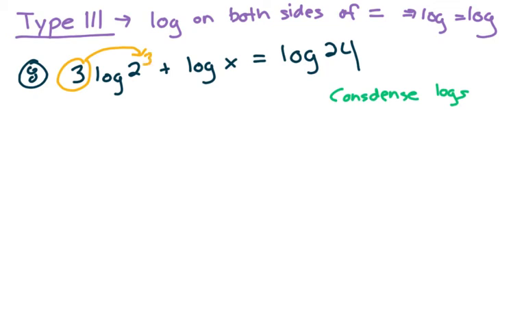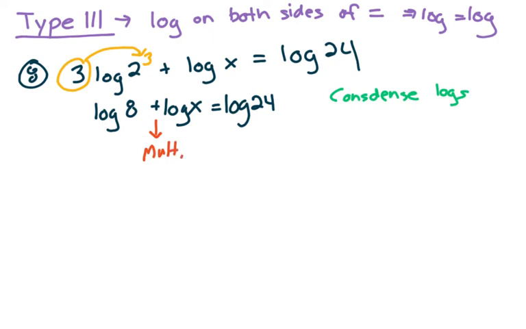Well, 2 to the third is 8. So this is log of 8 plus log of x equals log of 24. Now I still have 2 logs on the left, so I need to condense them down. When we're adding logs, this means to multiply. So I'm multiplying 8 and x. So this would give me log of 8x equals log of 24.